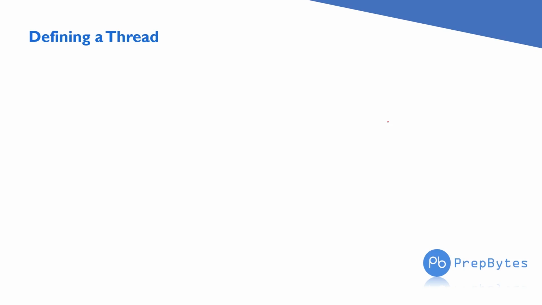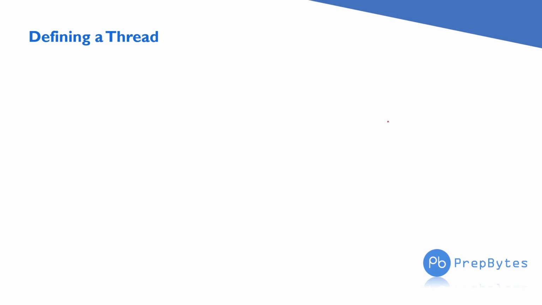So in the last video, we have seen the introduction to multithreading. What is multitasking? What are the two types of multitasking? Process-based multitasking and thread-based multitasking, correct? Now we will learn about thread-based multitasking in this video. We will see how to define a thread. We have already seen what a thread is. Now we will see how to define a thread, okay? So let's begin this video now.